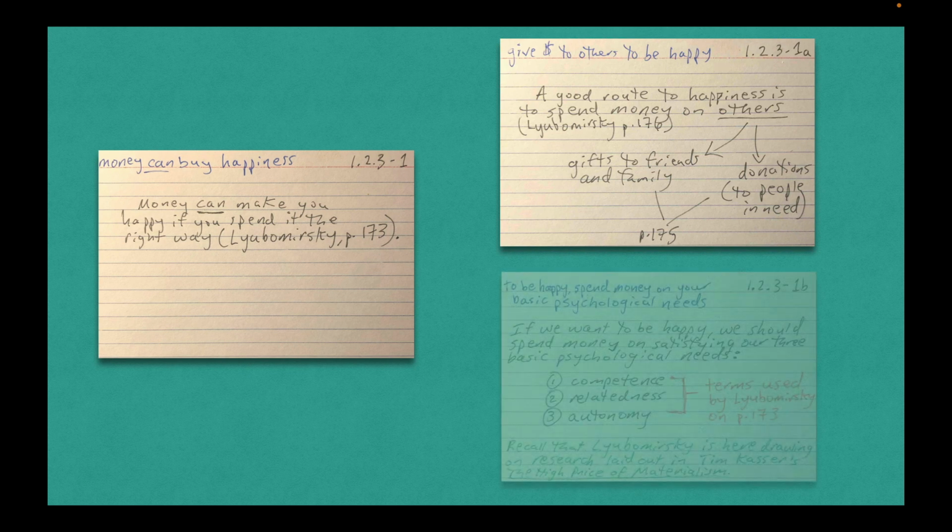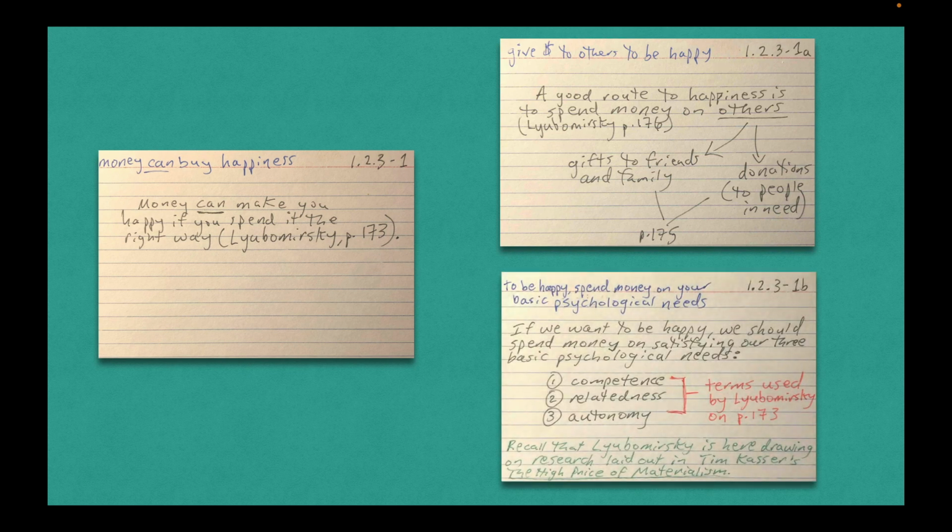The third card here is also a right way of spending money. Spend it in ways that satisfy your basic psychological needs. Okay, having gotten clear on how these two cards on the right relate to the one on the left, we need to consider why it makes sense for the card on top to end with 1A and the card beneath it with 1B.